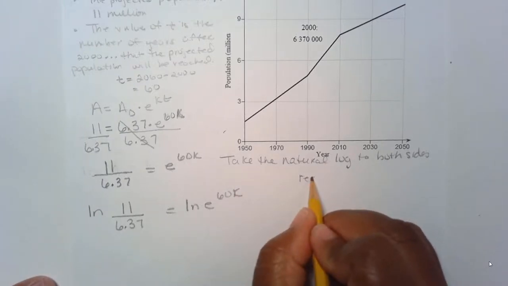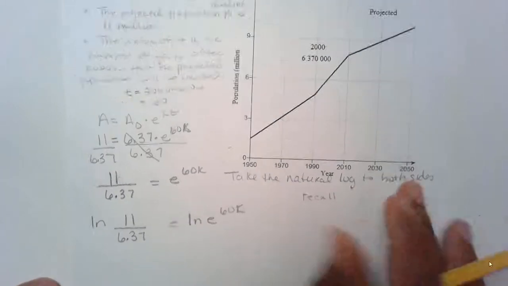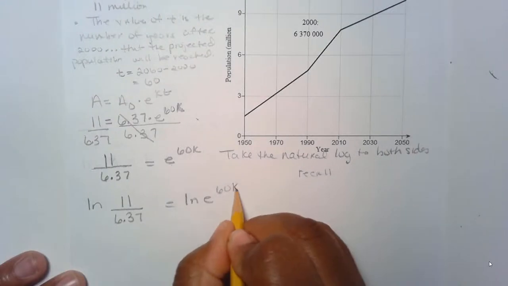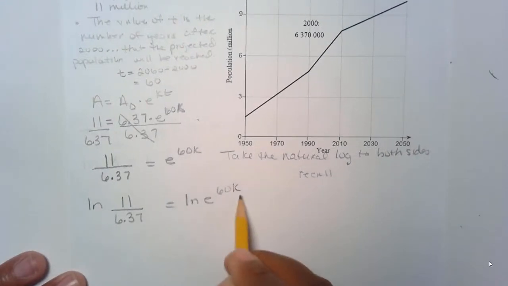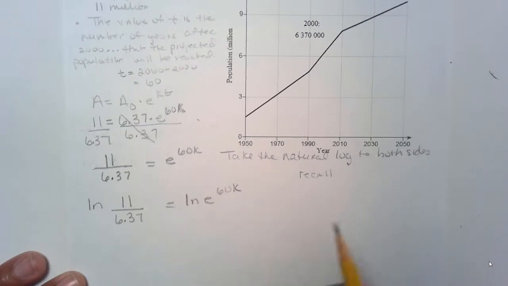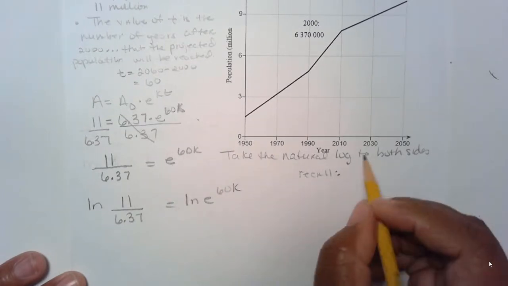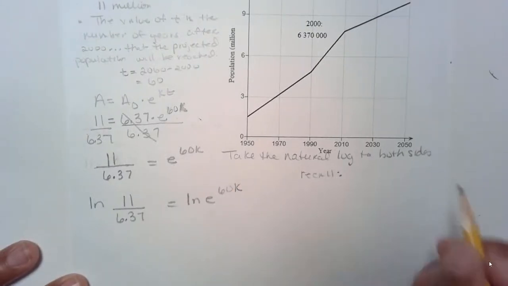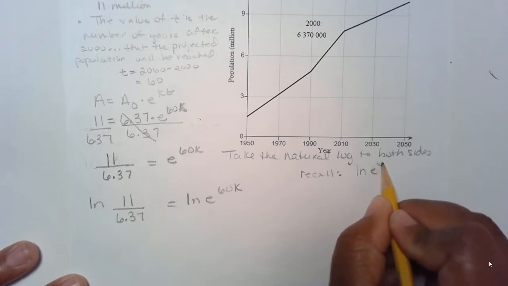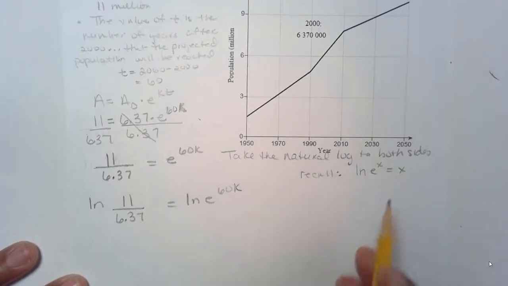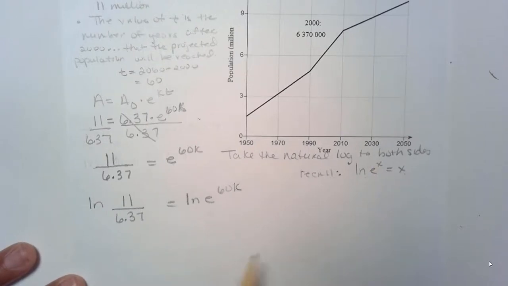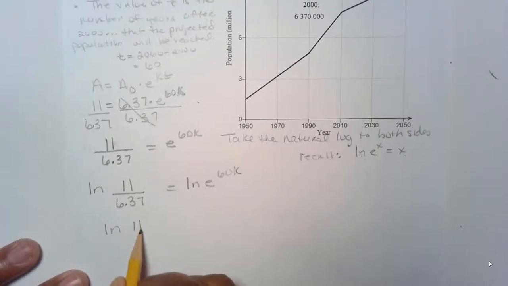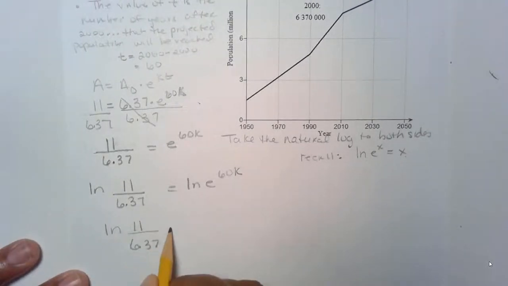And recall, there are two ways you can look at this to get k by itself. You can use your power rule where we take this 60k and bring it in front of the ln, and then we have ln of e, which gives us 1, times the 60k. Or we can use our, recall this particular property, ln of e to the x is going to be x. Okay, so now we have here ln of 11 over 6.37 is equal to 60k.